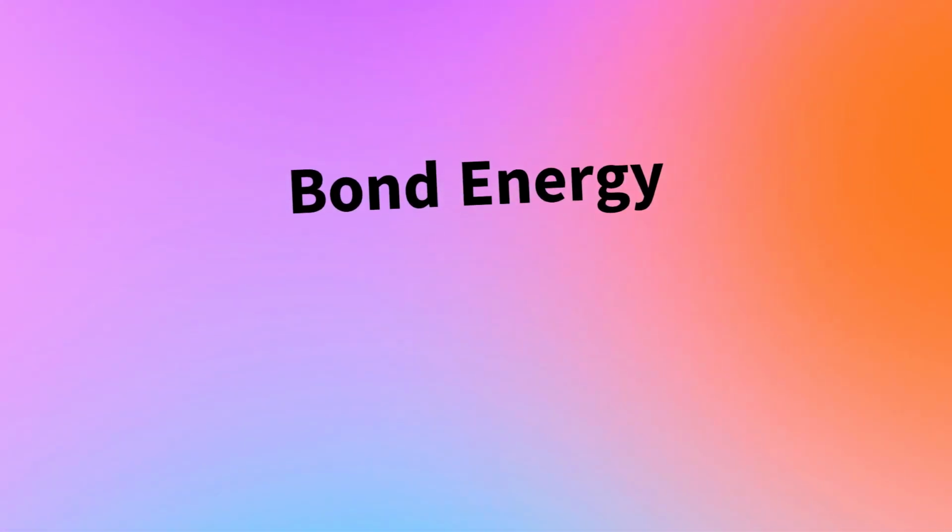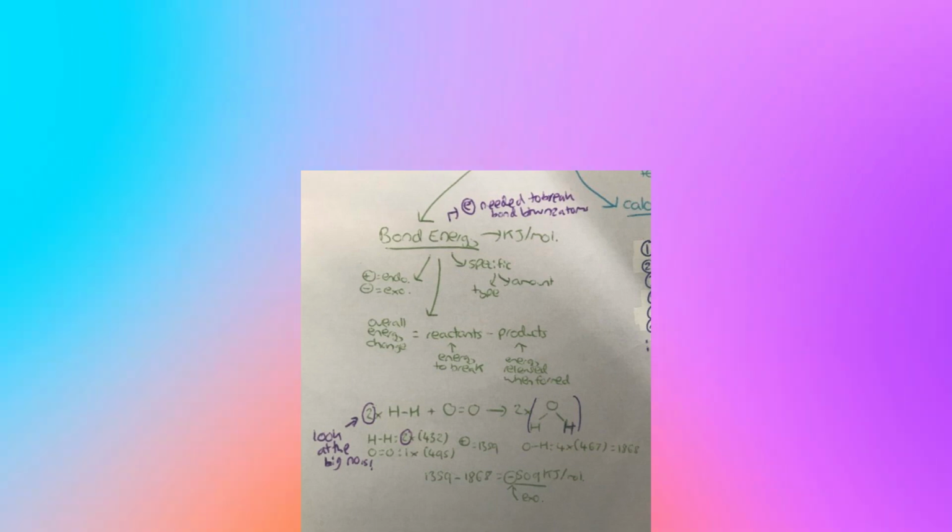temperature. And the last mini topic is bond energy, which is the energy needed to break the bond between 2 atoms. It's measured in kilojoules per mole and is specific to the type of bond and the amount of those bonds. And you need to know that the overall energy change equals reactants take products. The energy needed to break the bonds between the reactants take the energy released when forming the products. And a positive value will mean an endothermic reaction and a negative value will mean an exothermic reaction.